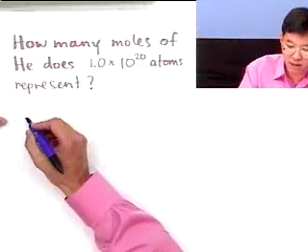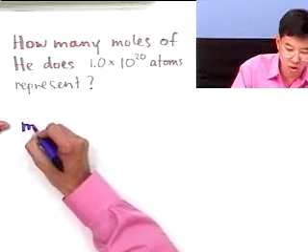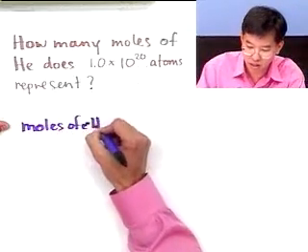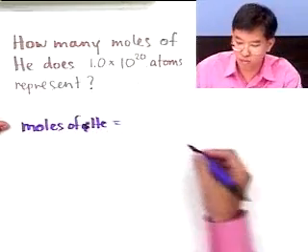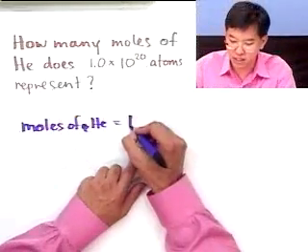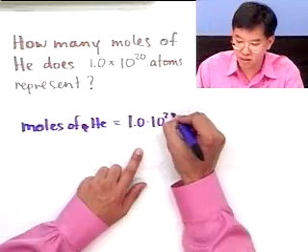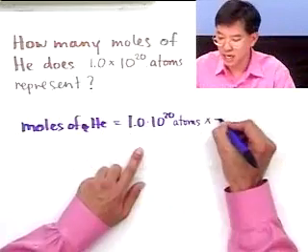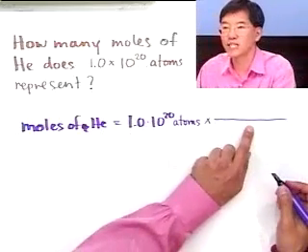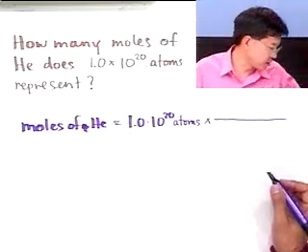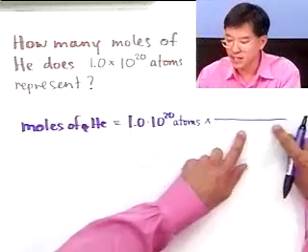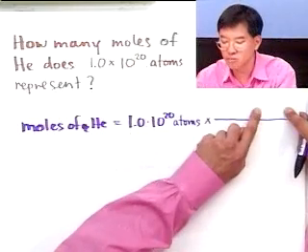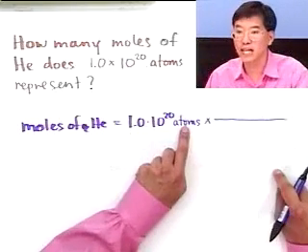And the way we answer the question is to say moles of helium is equal to the number of atoms of helium, which is 1.0 times 10 to the 20th atoms, times a conversion factor. Now, what conversion factor do we want to use? I'll show you that our choices are having the moles in the basement, or in the denominator, or moles in the numerator. And in this case, we want to cancel out the atoms.